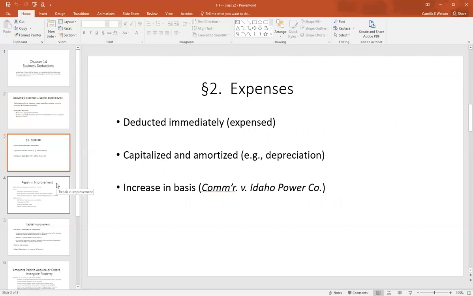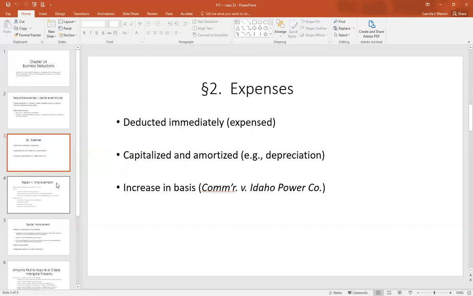Now, both currently deductible expenses and capital expenses provide a tax benefit. The question is one of timing. With a currently deductible expense, you get a current benefit, that is an immediate benefit for that taxable year. While with a capital expenditure, the expense has to be added to the basis, and the benefit either is realized later on down the road when that asset is sold, or if it is amortizable, that is, can be written off, such as depreciation, then you take it over a period of time.